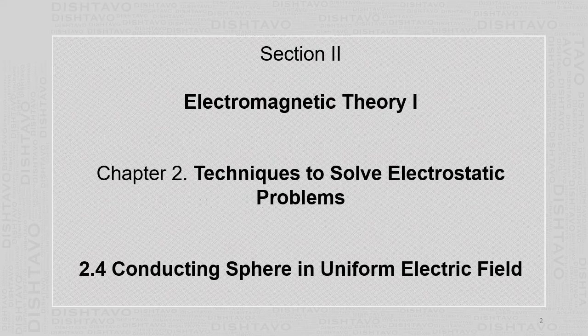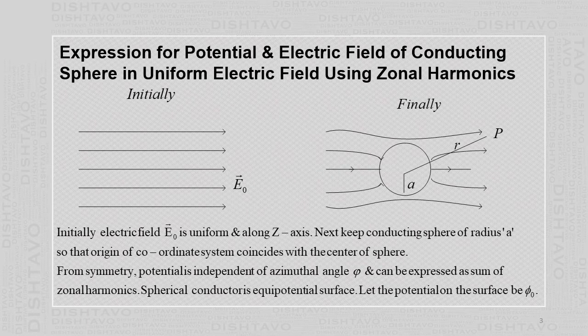In this lecture you will learn how to find potential and hence electric field of a conducting sphere when placed in an external uniform electric field. To find potential and hence electric field, we use a spherical coordinate and use the zonal harmonics.